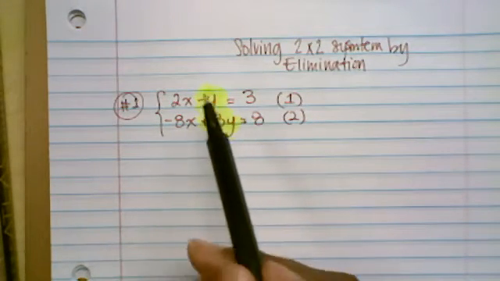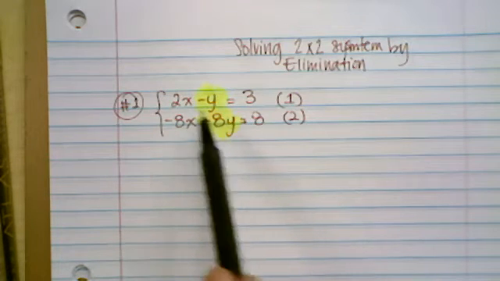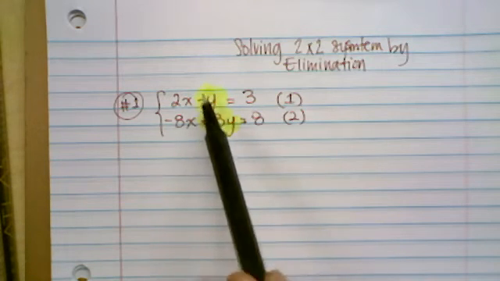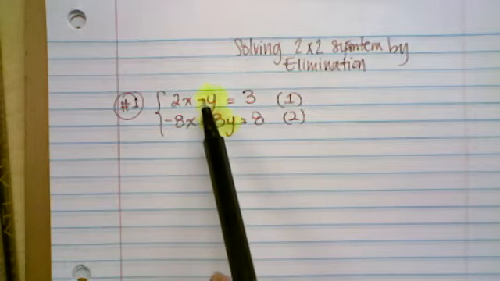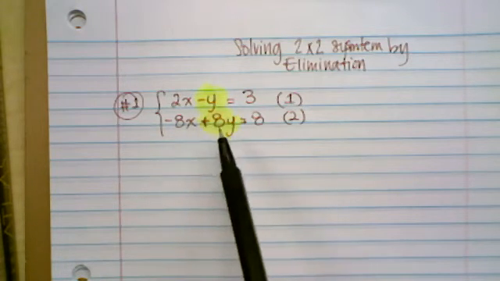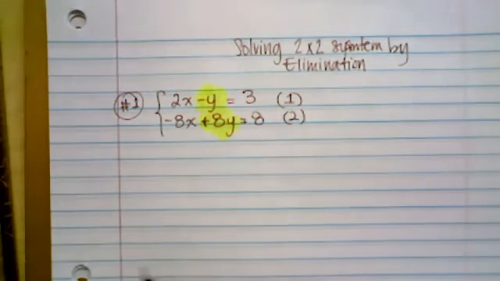So remember, to eliminate two terms, they need to be opposite of each other. I see that the signs are opposite, but the number in front of y here is 1 and the other is 8. So they have to be the same number with opposite signs, or basically opposite of each other. So they are not yet opposite, so I have to make it so.